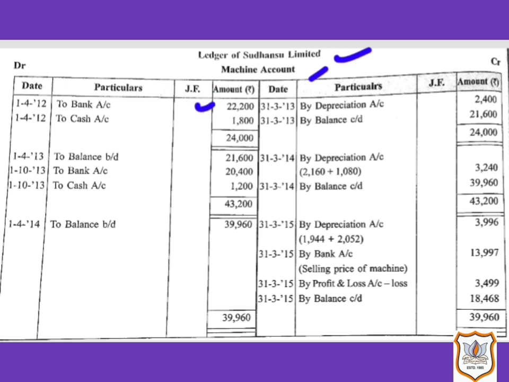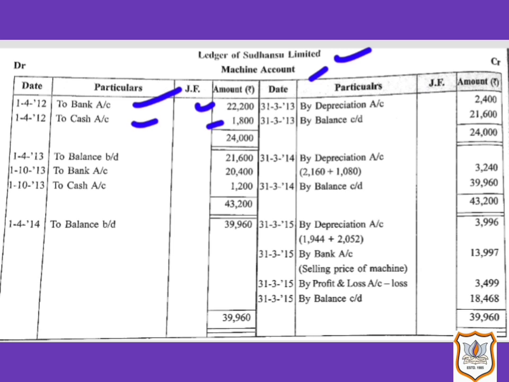So here on the debit side, we will record it. And in the particular column, we will write to bank account. Date is 1st April 2012. Then installation expense was paid. So here we will show it separately, 1,800, and in the particular column, to cash account will be written.